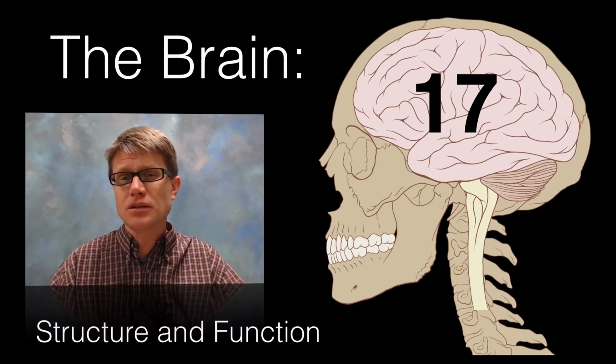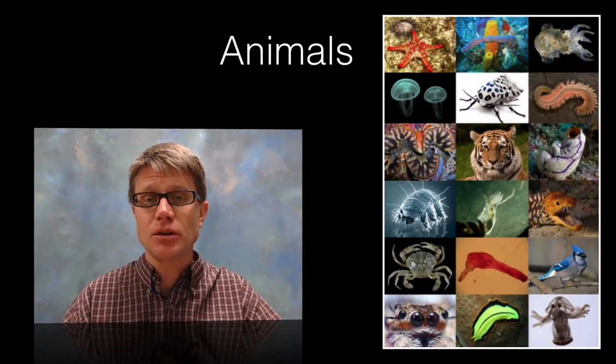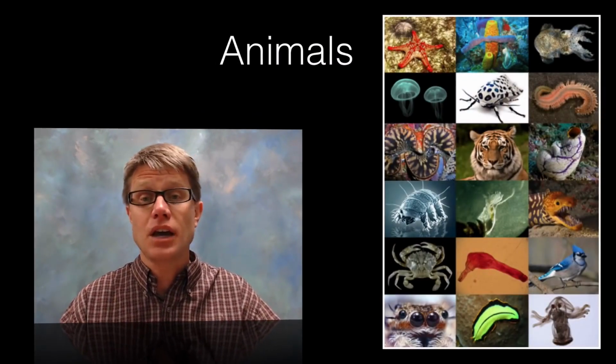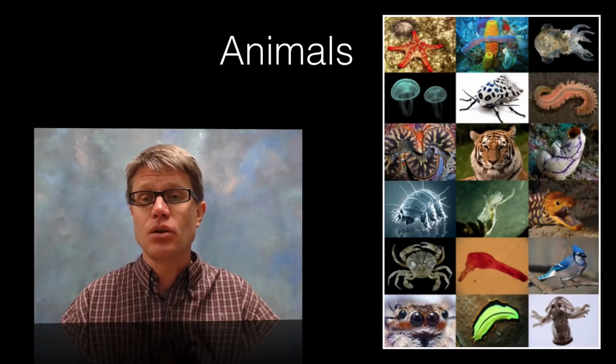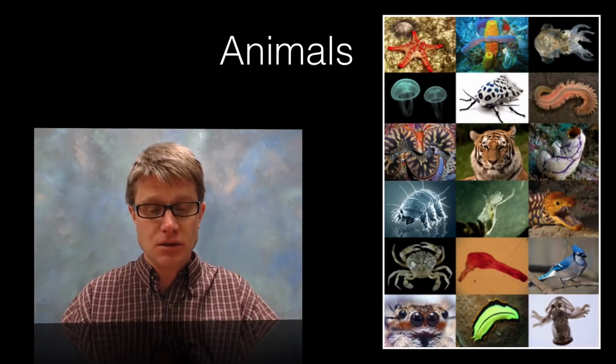And so what type of organisms have brains? It's the animals. Animals use nerves, they have muscles to move around, and so they have to organize that movement, and so they use a brain.